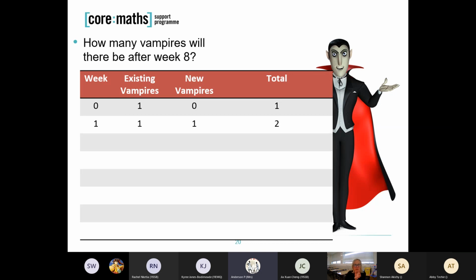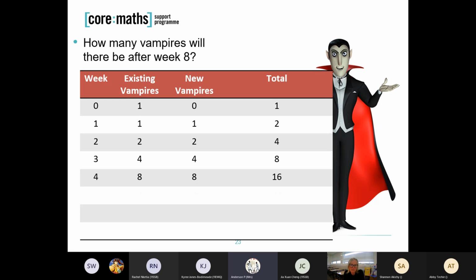Week 1, there's 1 vampire, he bites somebody else, so there are now 2 vampires in total, okay? Week 2, we have 2 vampires, they're going to bite another person each, so that's another 2 people. We've now got 4 vampires. Week 3, we have 4 vampires, they're all biting somebody else each, so they create another 4 vampires, we've now got 8, okay, and so on.